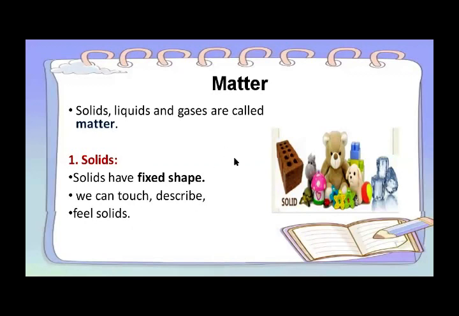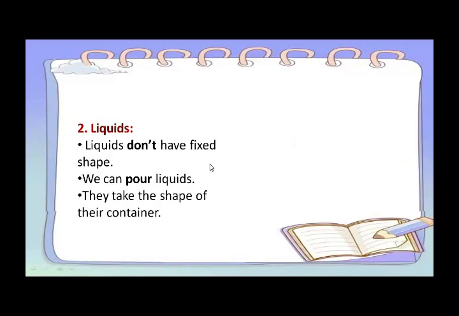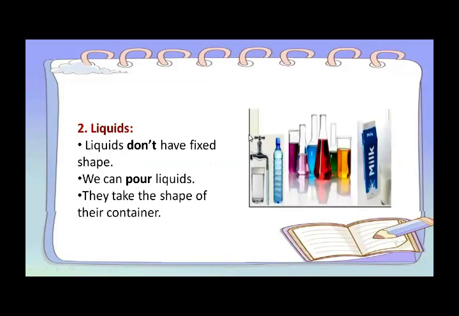Okay, so the next one is liquids. Beta, the second type of matter is liquids. Liquids don't have a fixed shape, as you can see here on your screen. That means you can pour liquids. When we pour liquids from a jug to a glass, or from a bottle into another container, they will take the shape of their container.